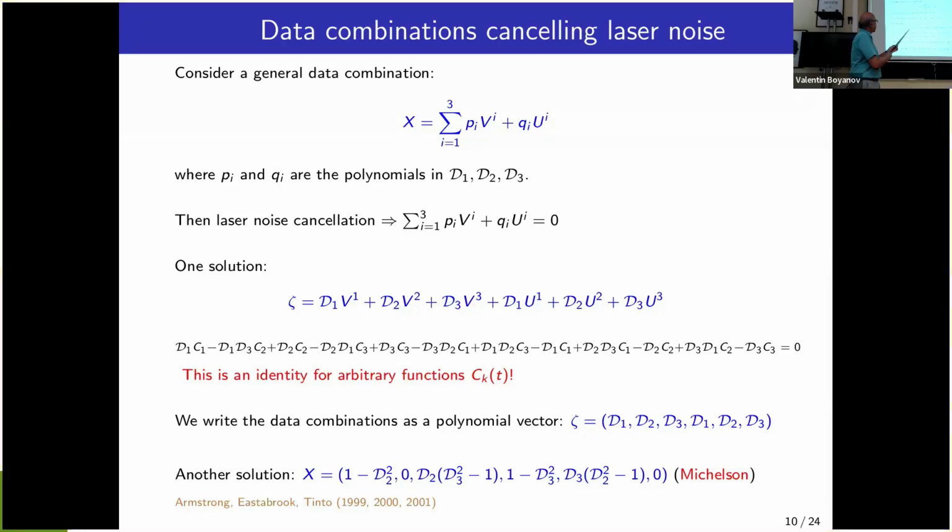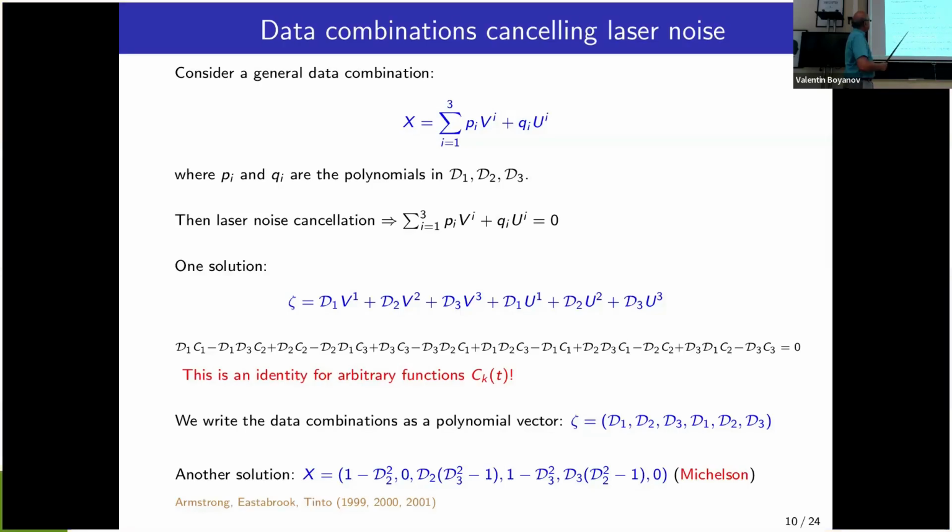One of the things which has been written down by all these people in 1999 or 1998, Armstrong, Easterbrook, and so on, was this solution, zeta. The way they wrote it down is completely complicated. It's not so easy to see. But in our notation, it looks quite simple, just this: D1, V1, D2, V2, D3, V3, and so on.